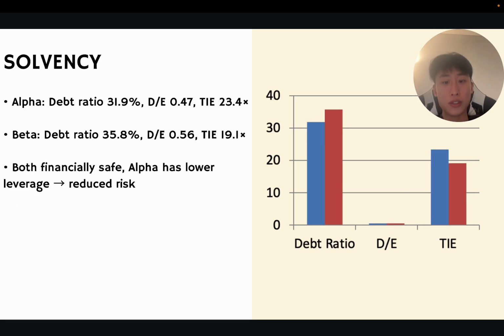Looking at the long-term solvency, both companies are financially safe and stable. The key takeaway here is that Alpha operates with a noticeably lower level of leverage. Its lower debt ratio and significantly higher times interest earned ratio indicate a more conservative capital structure and consequently a reduced financial risk profile.